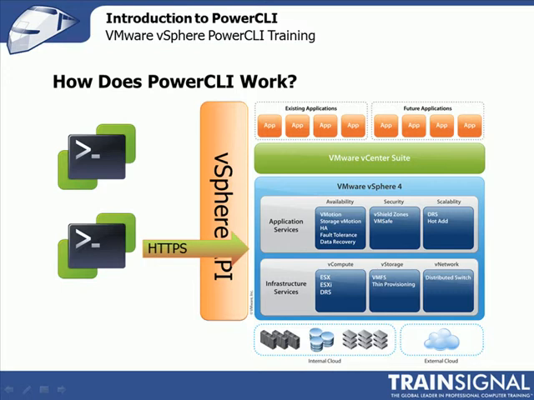Well, PowerCLI definitely scales to meet these same needs. Using the vSphere Web Service API, you connect, again over port 443, to a vCenter server and can instantly take advantage of its features such as templates or vMotion.